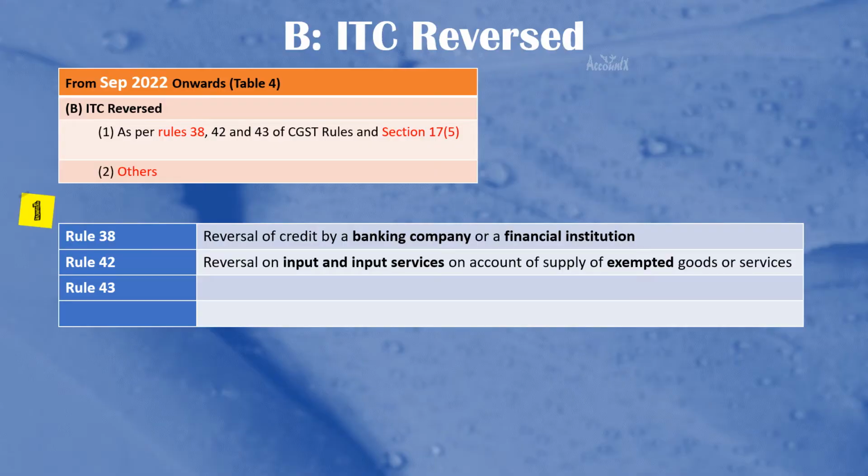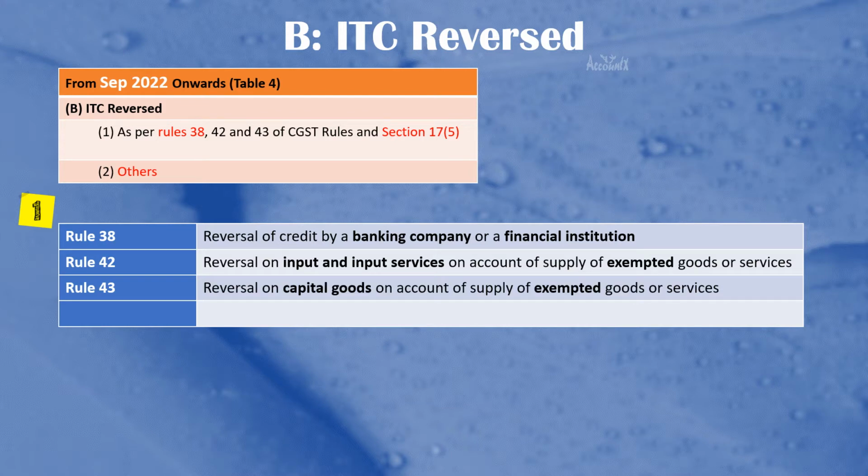Then Rule 42. This is about reversal of input tax credit when you are into supply of exempted goods or services. For example, let's say you are a doctor providing healthcare services. So healthcare services are exempt from GST. Let's say you have hired a place to run your clinic and the landlord charges you GST on the rent that you pay. So this GST on rent would be your input tax credit, and as you are into supply of exempt service, that is healthcare service here, you will not be able to avail this input tax credit. To put it differently, you have to reverse this input tax credit, and you can do such reversals from this head. Then we have rule 43. This is very similar to rule 42.